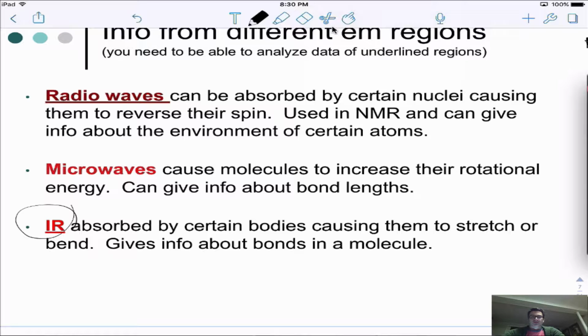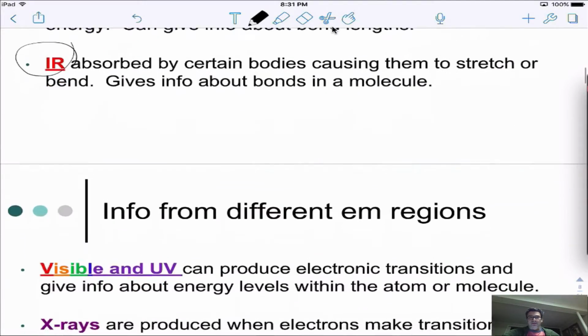So when we have infrared spectroscopy, that's really going to cause the bonds to stretch or to bend, and it gives us information about the bonds in a molecule. For example, is the carbon double bonded to an oxygen? Is it double bonded to another carbon? And you'll see what these graphs look like.